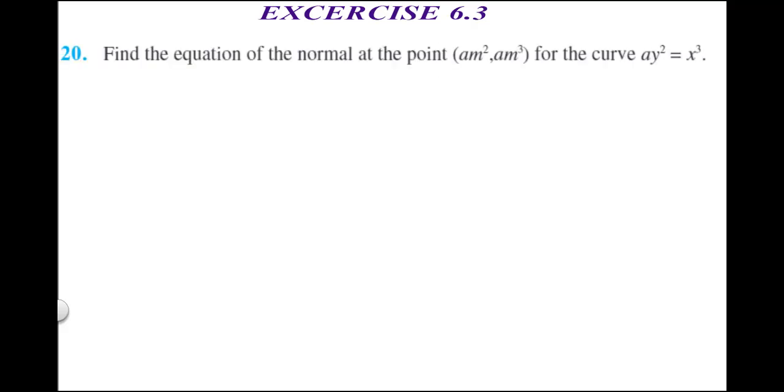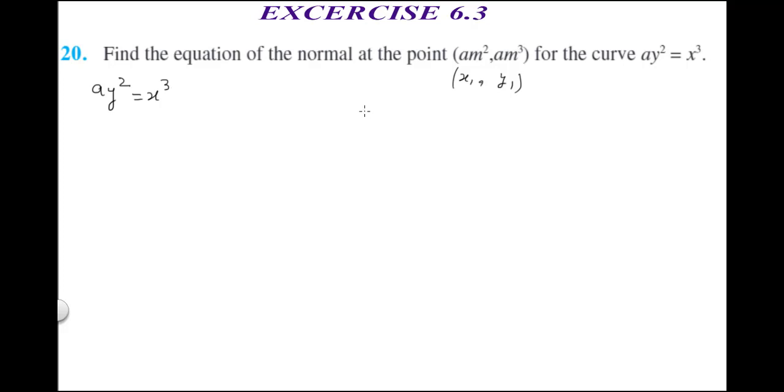So we have here question number 20, in which we have to find the equation of the normal at this point, where these are x1 and y1, for the curve given as a y square equals x cube. Now you just see, if you are given x1 and y1 and the equation of the curve, you can find the slope of the tangent. You know the slope of the normal. The normal is a line perpendicular to the tangent. So what will be the slope of it? Minus 1 upon the slope of the tangent, which is dy by dx.